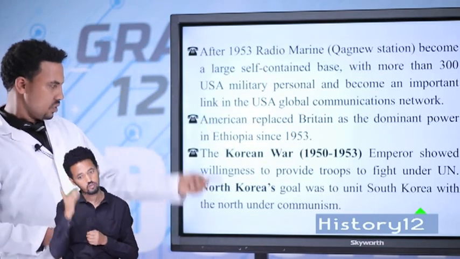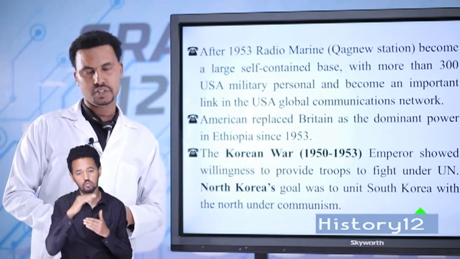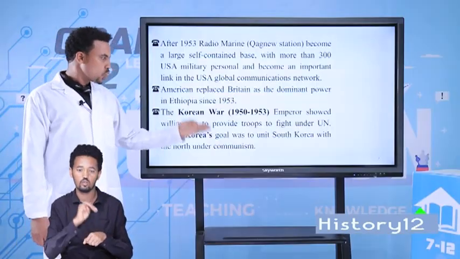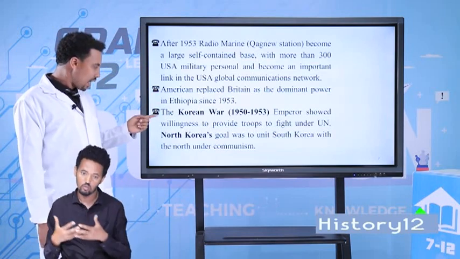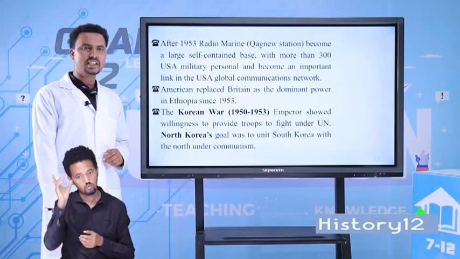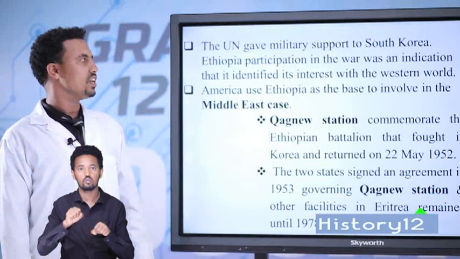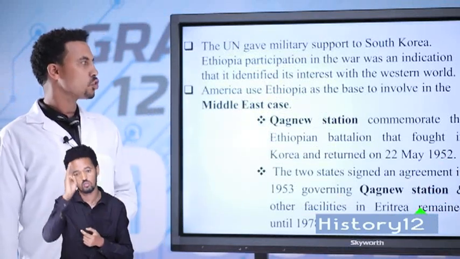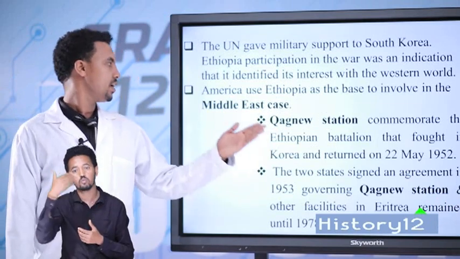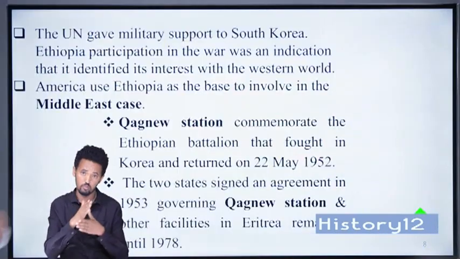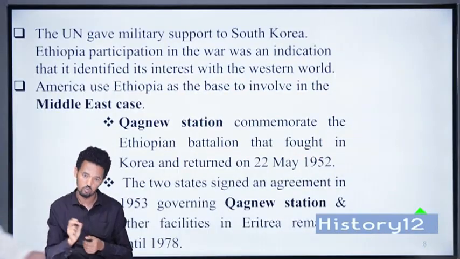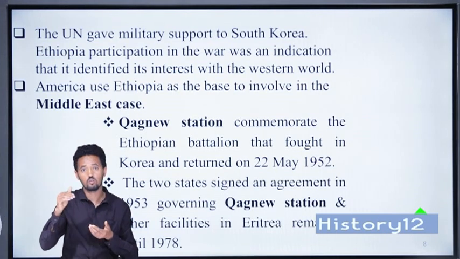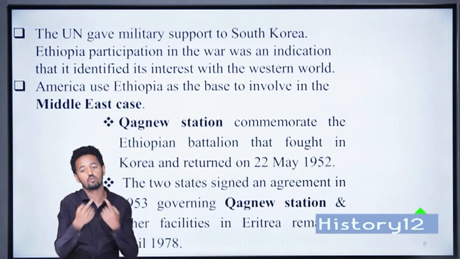The emperor showed willingness to provide troops to the United Nations organization. North Korea wanted to unite South Korea with the North under communism, but the UN gave military support to South Korea. America used Ethiopia as a base to be involved in the Middle East. Then Kagnew Station commemorates the Ethiopian battalion that fought in Korea and returned on 22 May 1952.